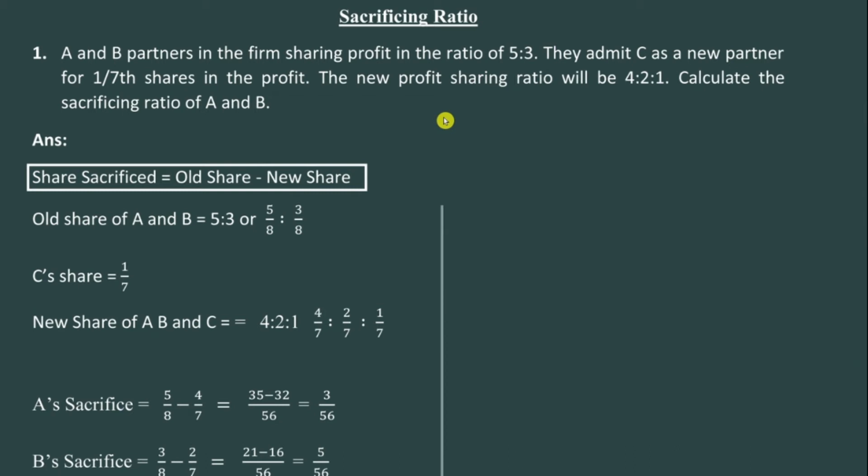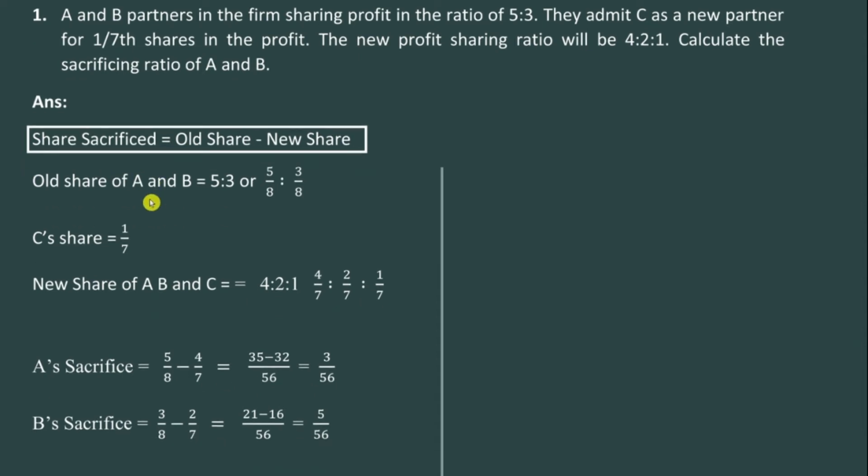If you observe, in the previous problem we used to get the sacrifice share or sacrifice ratio, but in this kind of problem we get the new profit sharing ratio. We need to calculate the sacrificing ratio of A and B. So in order to find the sacrifice ratio, here is the formula: share sacrificed is equal to old share minus new share. So first we'll write whatever is given in the question, that is the old share.